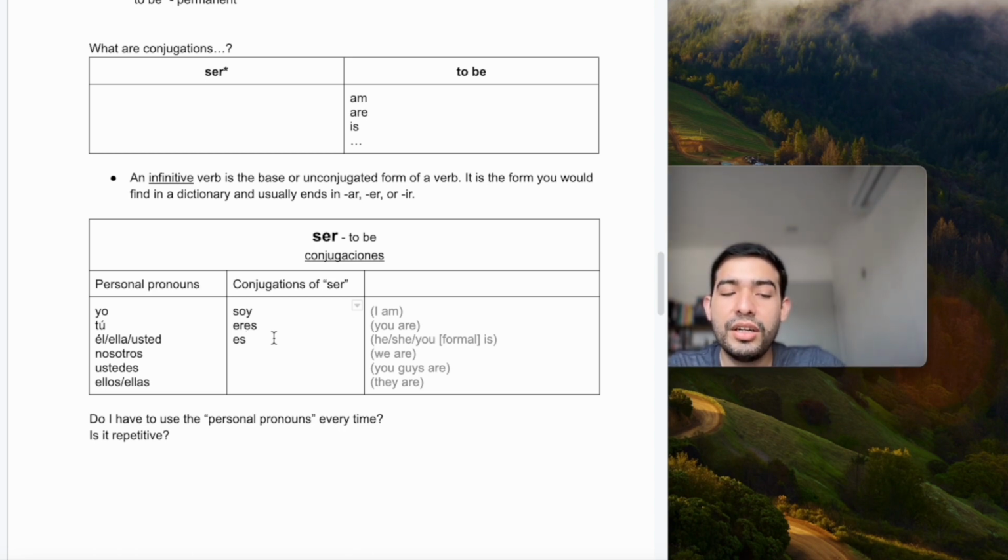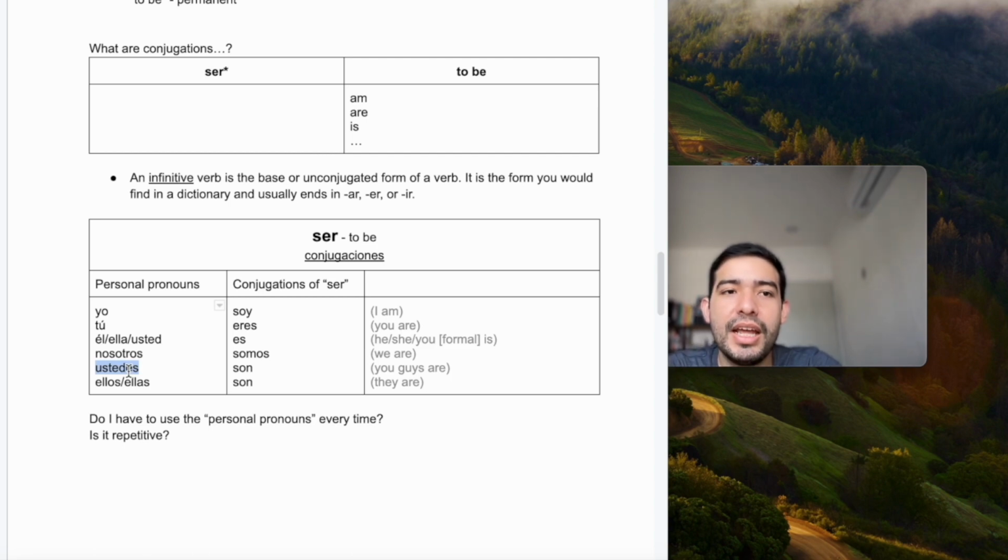Then we are. We is nosotros, and are is somos. Nosotros somos, we are. Ustedes son, which means you guys or you plural are. And ellos and ellas son, they are. Now these in Spanish, in Mexican or Latin American Spanish, you guys and they share the same conjugation. So instead of learning 6 different conjugations, you will just learn 5 different conjugations, okay? It's something.